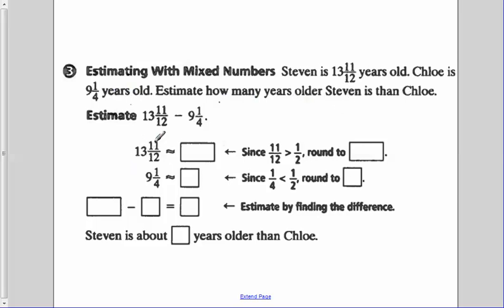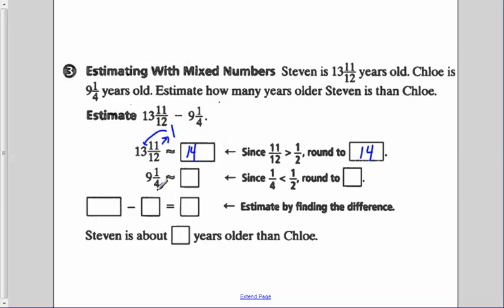Well, 13 and 11/12. We're going to say that 11/12 is really close to a whole, and that whole that we'll add, we'll call that 1. And then that 1 with that 13 is going to be 14. Since 11/12 is close to 1, we'll round that to a whole, and then the whole thing becomes 14.